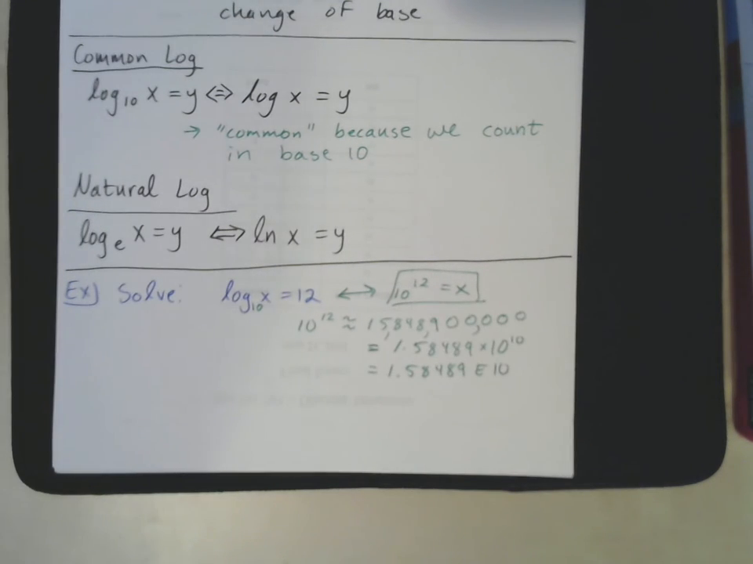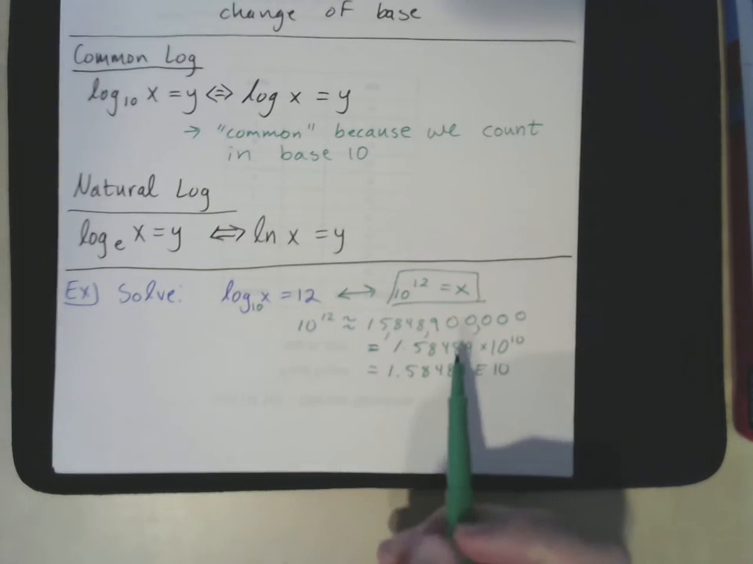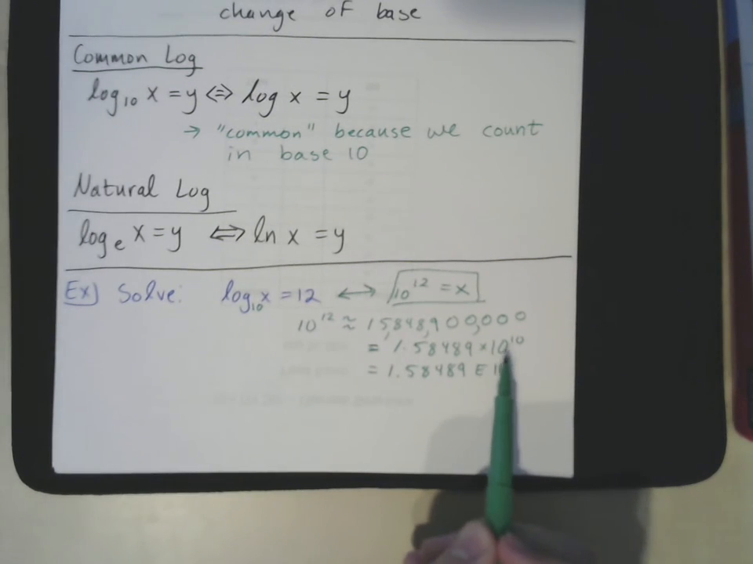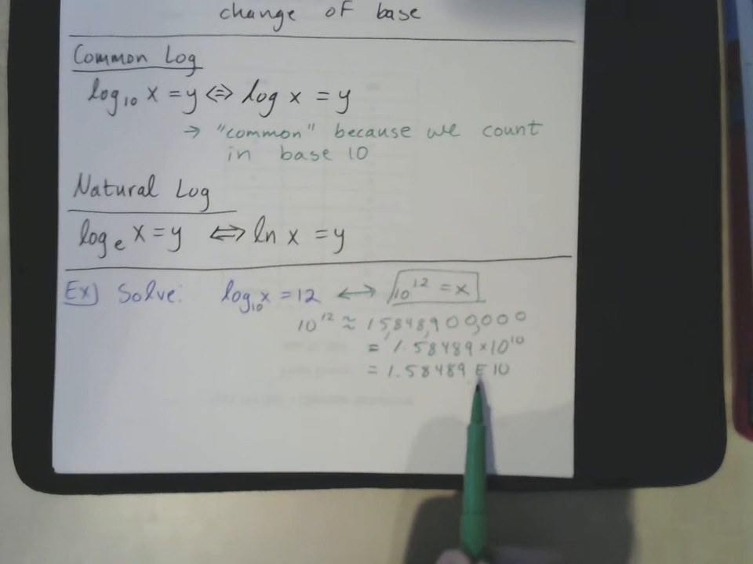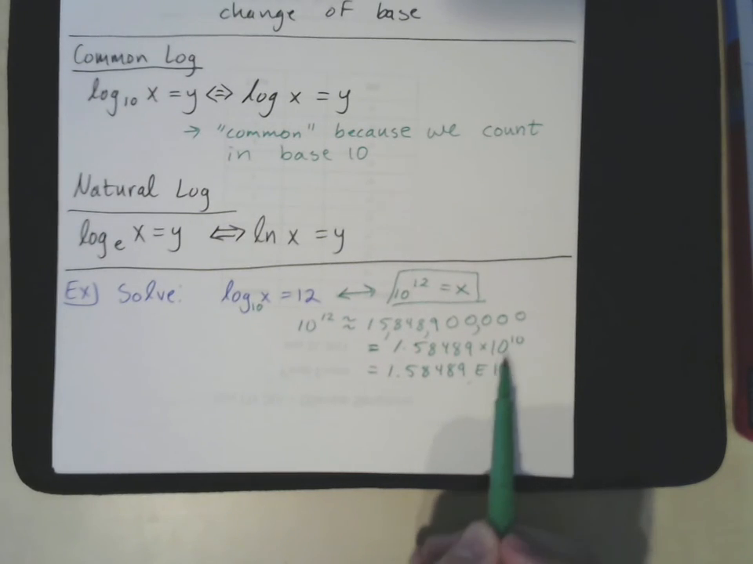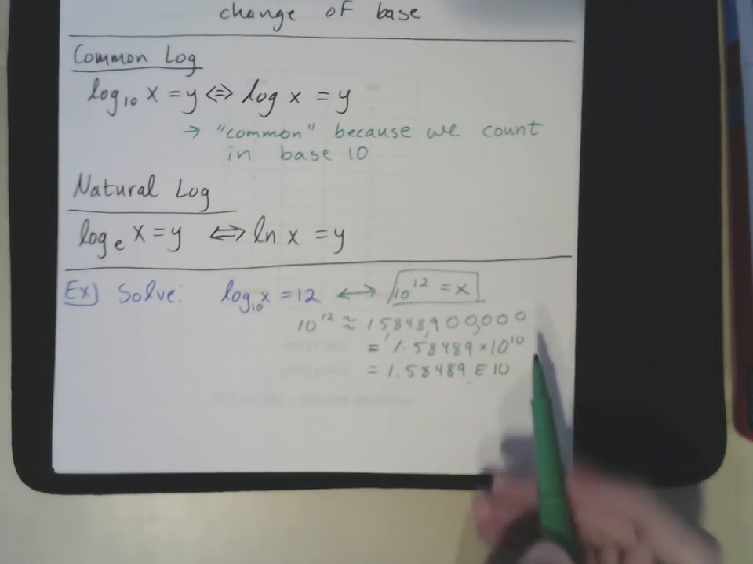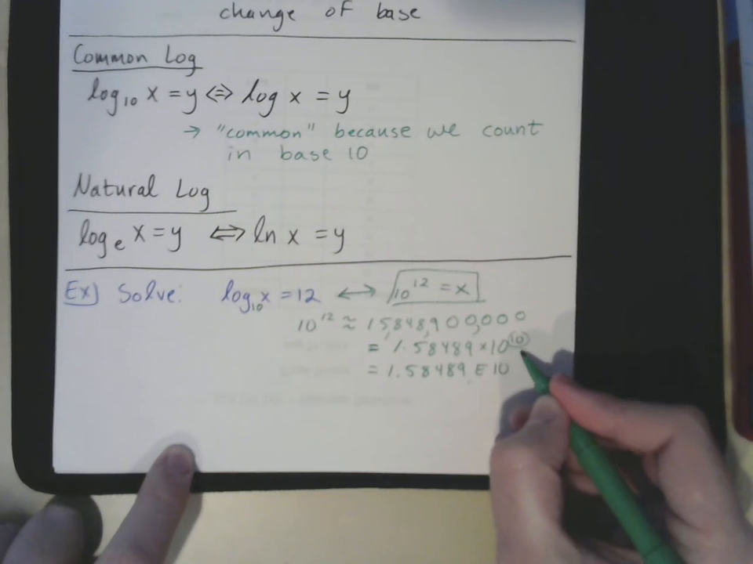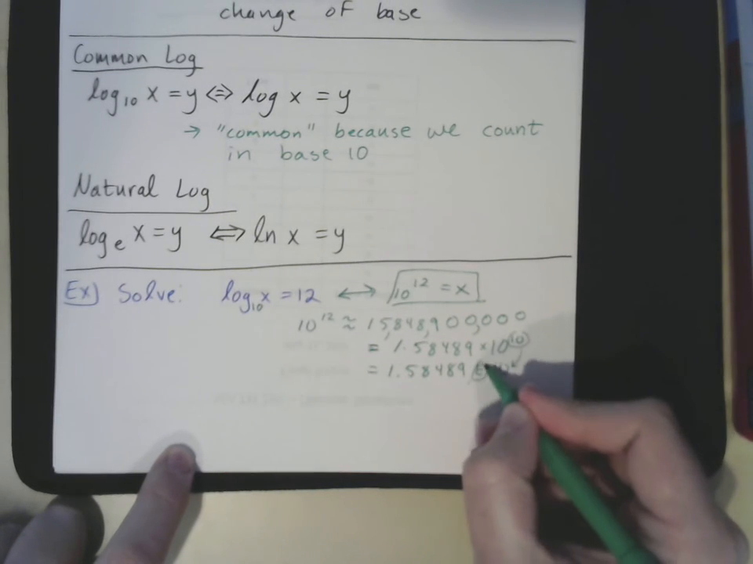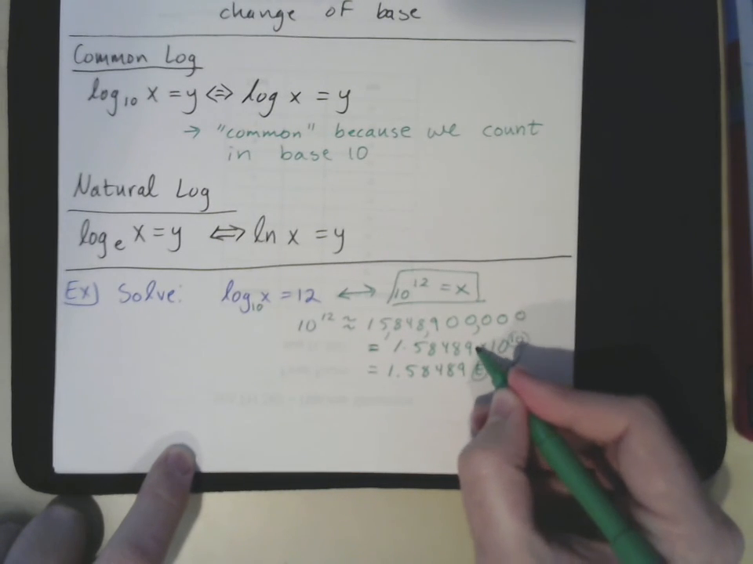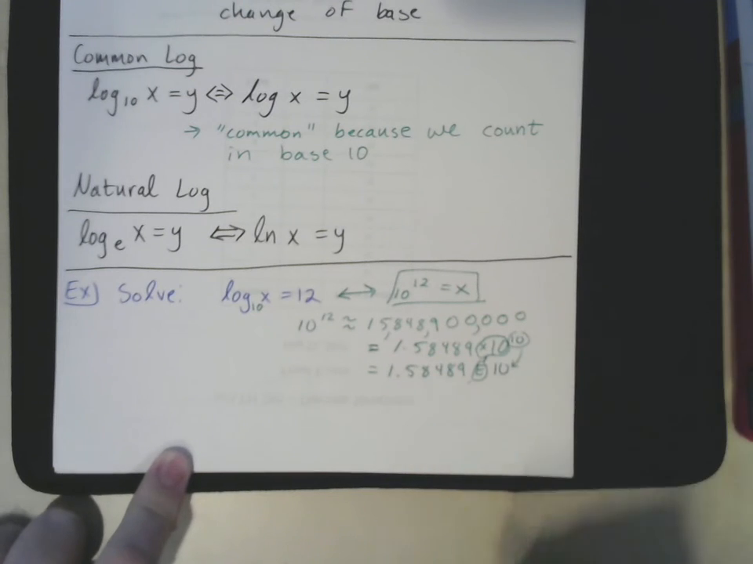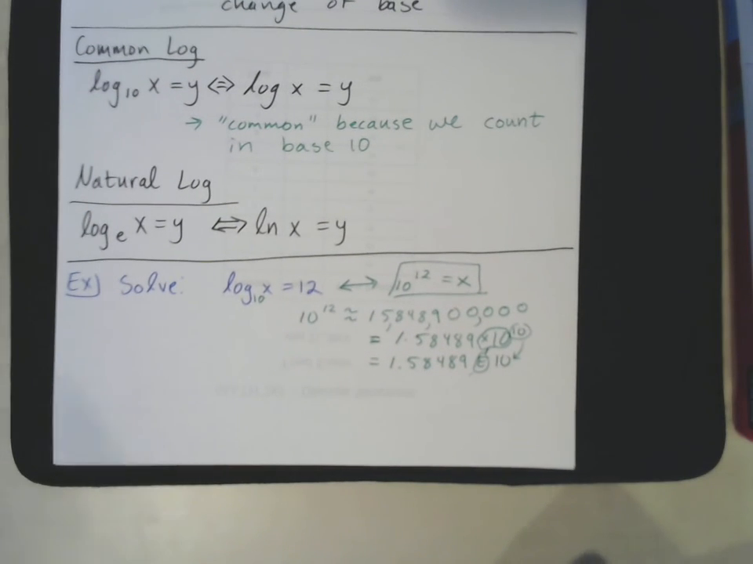I know we haven't talked about calculator notation. Some calculators will put the power of 10. If you're on a TI calculator, the E that you see in there means times 10 to this power. So they condense it. Don't ask me why. It's a calculator construction issue.